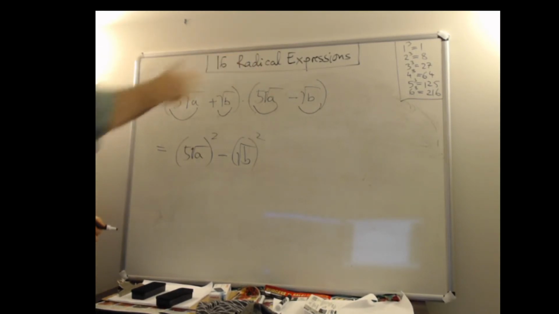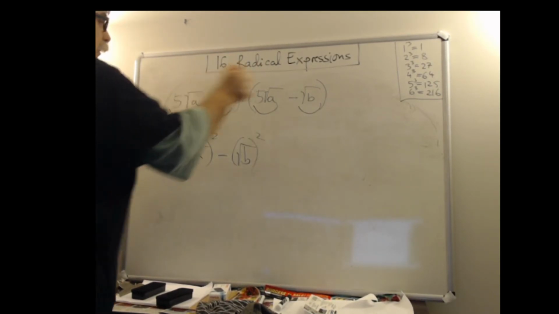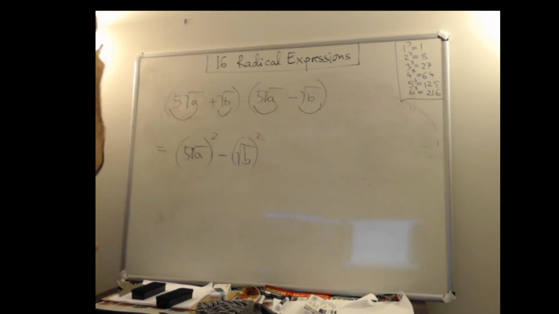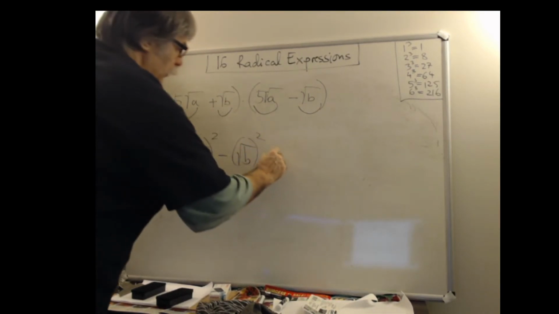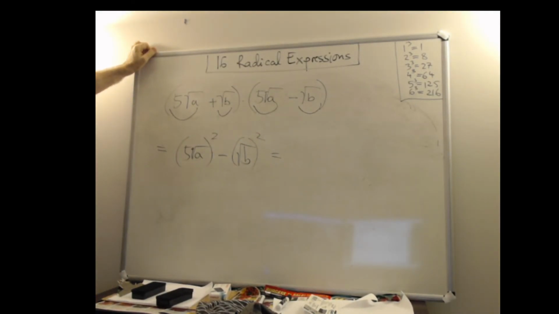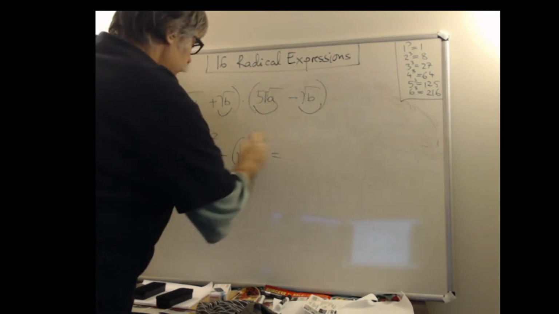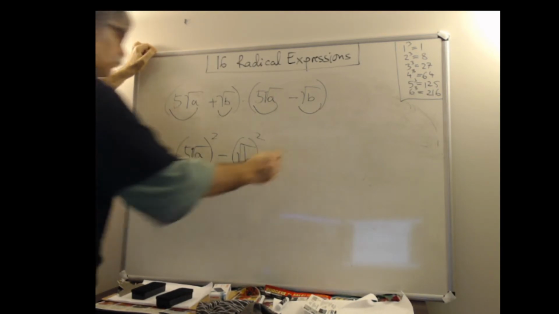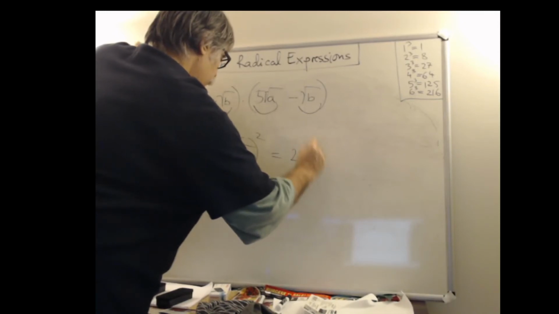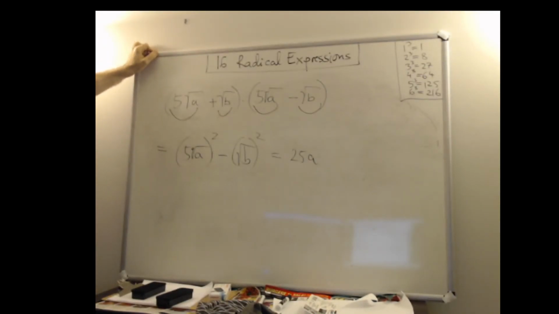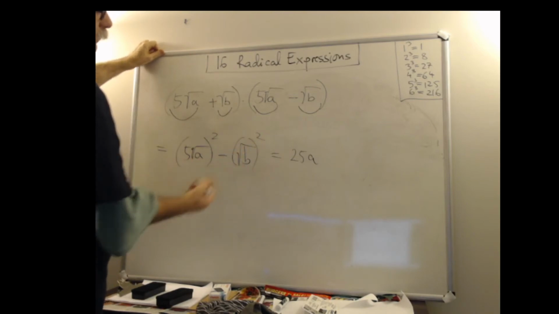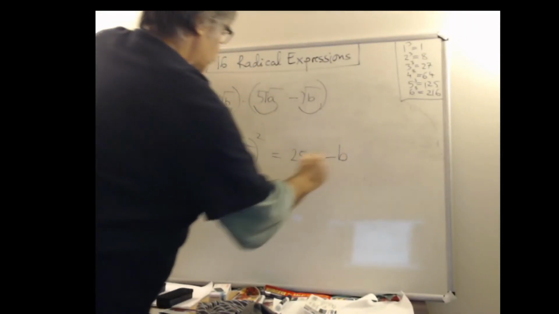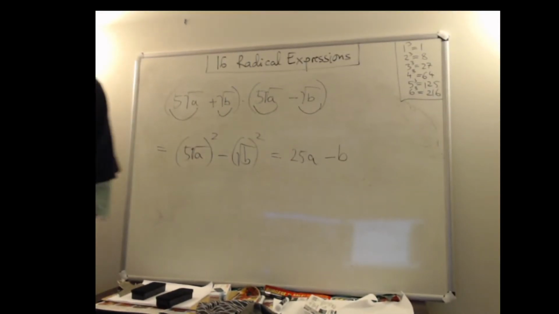Yeah, you can certainly do that by FOIL. This times this, this times this, and then you're going to work it out. If you don't make any mistake, you're going to end up with the same thing at the end. But this is a little faster. So now I have radical 5 times radical a, squared. You multiply 5 times radical a times 5 times radical a, which is 25a. And this one is a square of radical b, which is just b. Done. Peanuts. Easy stuff.